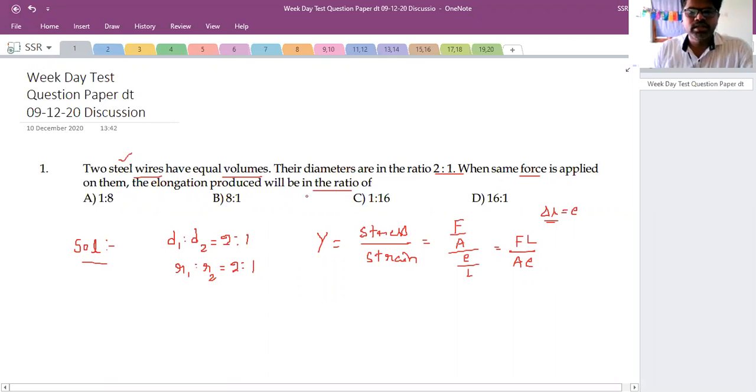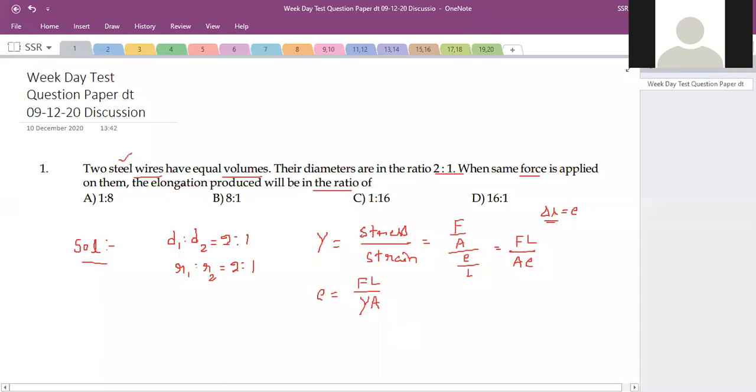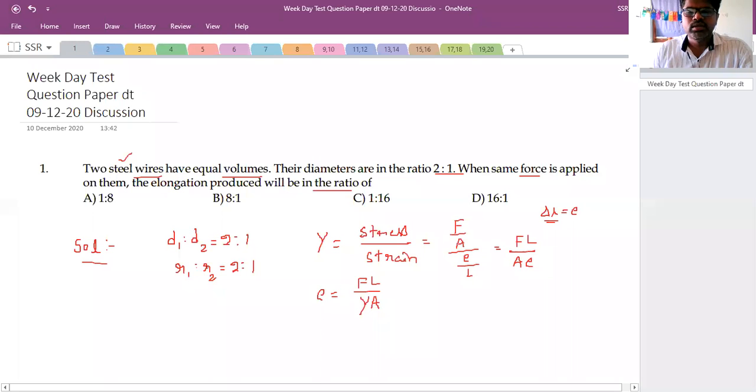Now they are asking for the elongation ratio. In that, the elongation E is equal to F into L by Y into A. Are you clear on this equation? Elongation you can take on the left side, and on the right side you put Y. Then E is equal to F into L by Y into A. Are you okay with this equation? Yes, sir. Then they are asking the ratio of diameters, and the ratio of radii will be the same for the two wires. For the given conditions, the two wires are the same steel, so Y is the same for the two wires. For the same force, F is the same.